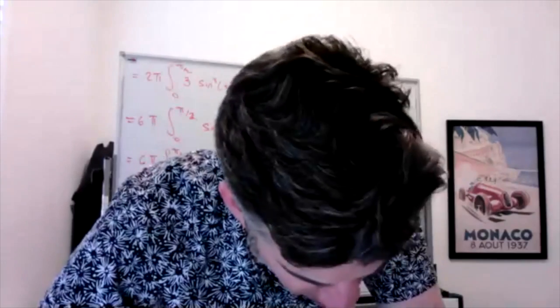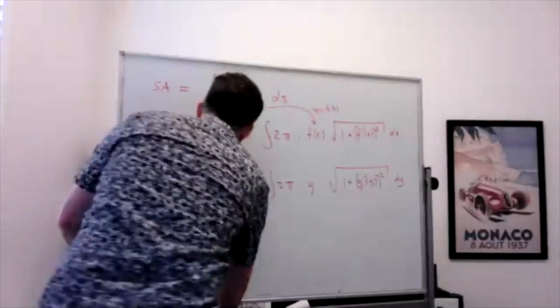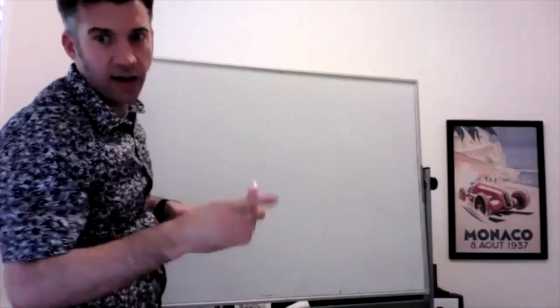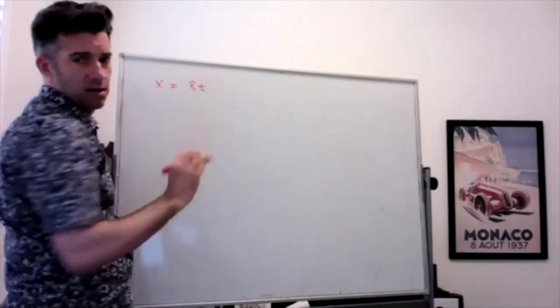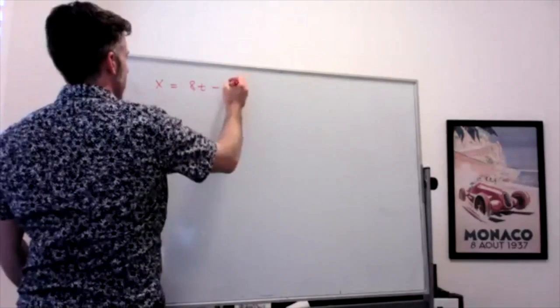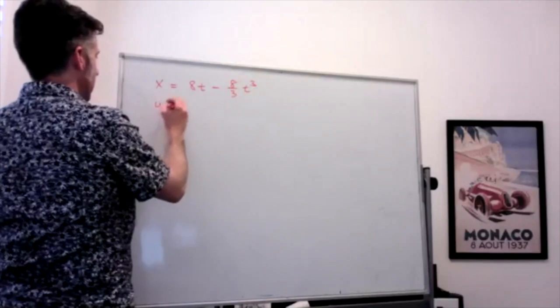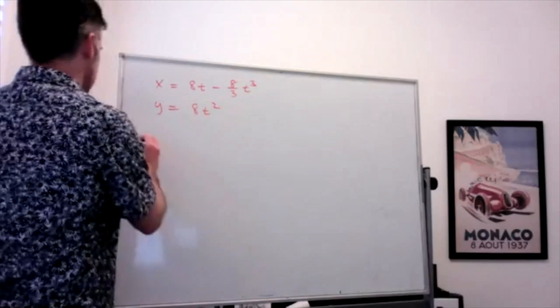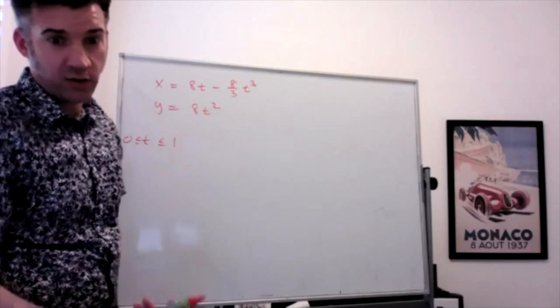Yeah, we could look at the one in the homework. Why not? Here's what I've got from the homework. I feel like this homework problem is like they took something and just multiplied it all by 8. So here's what I've got. I've got x equal to 8t minus 8/3 t cubed. And I've got y equal to 8t squared. And t is between 0 and 1. So to set up the surface area integral.